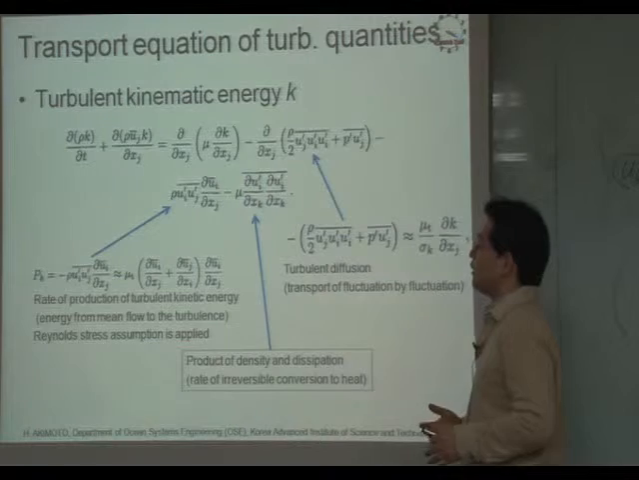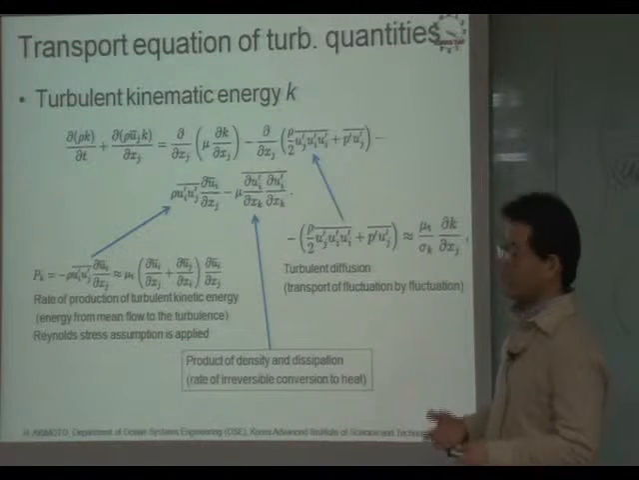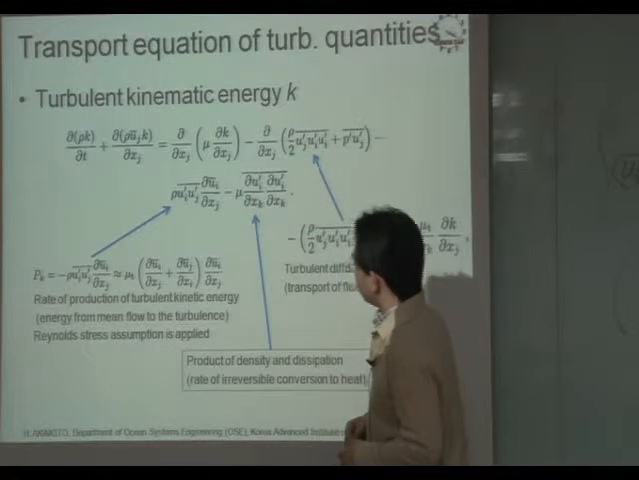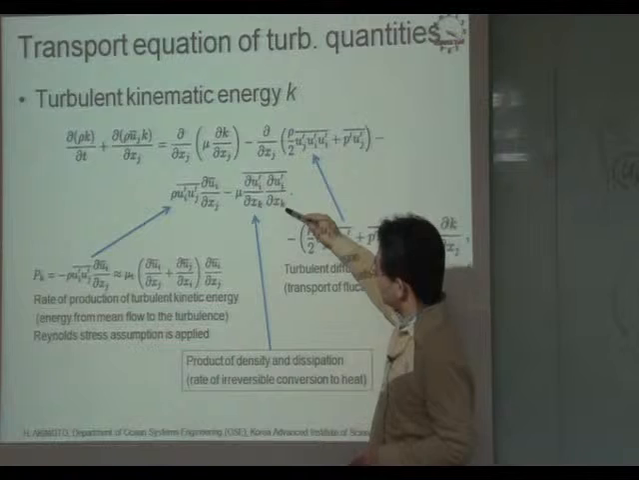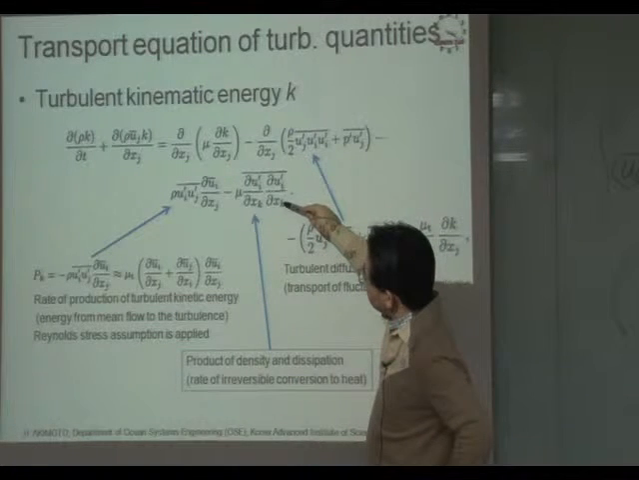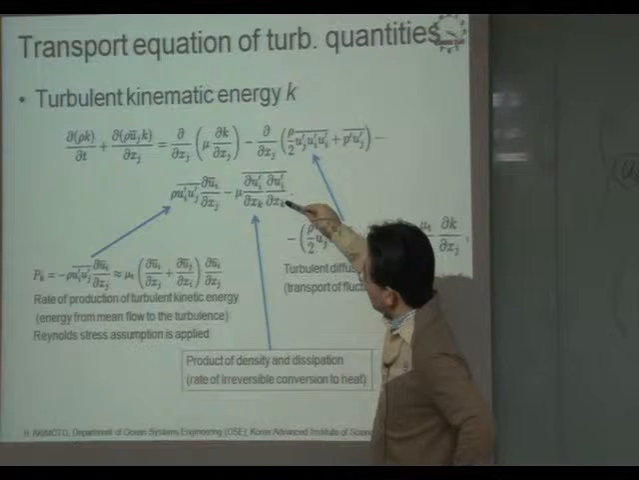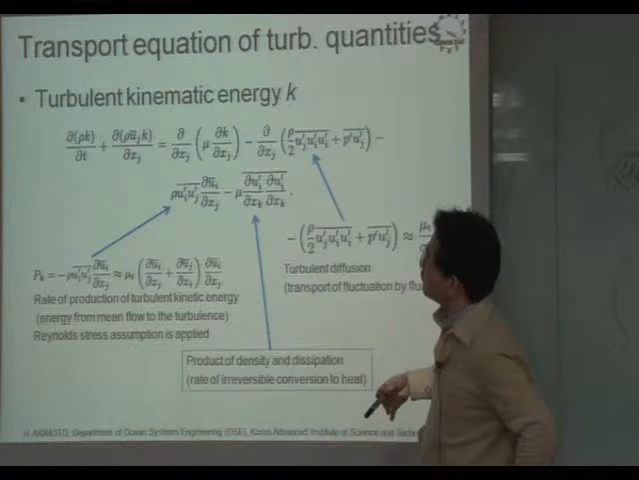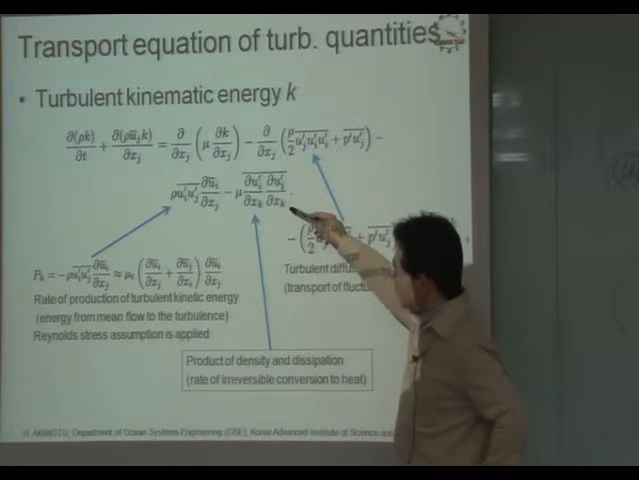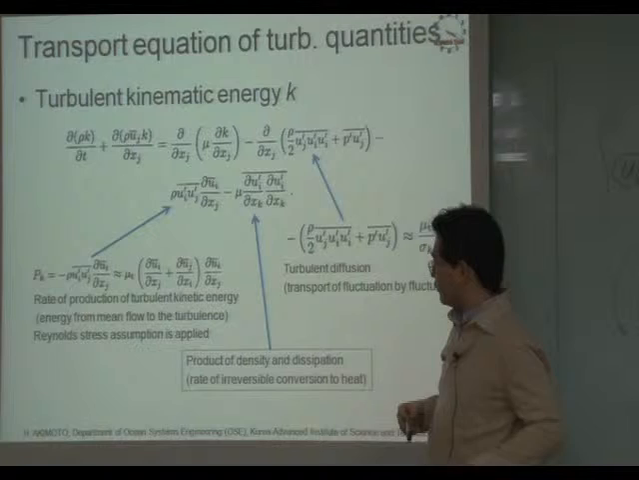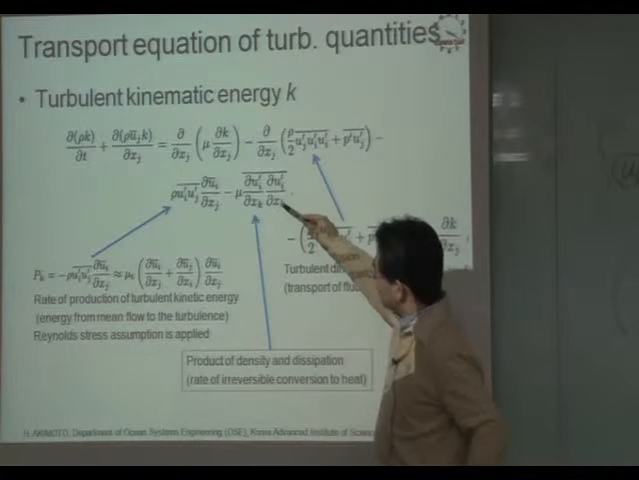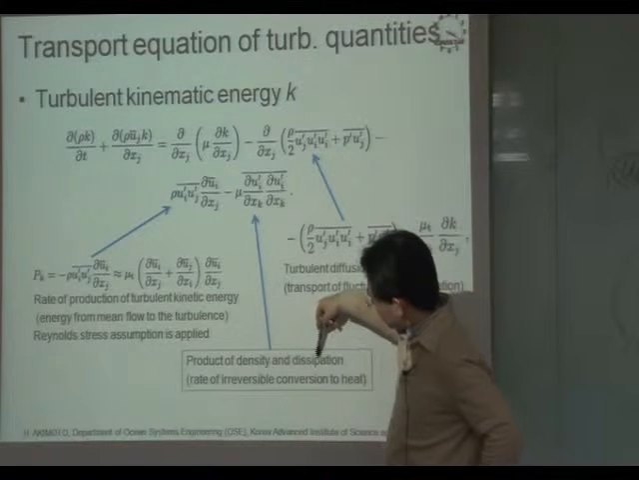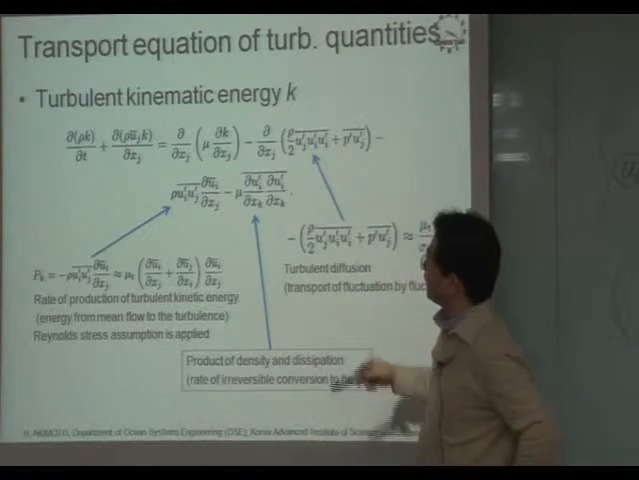It generates the new kinetic energy in the flow field. And this one, the meaning of this term is not clear yet, but it will be used in the next transport equation. This part is called production, and this part is the dissipation part.